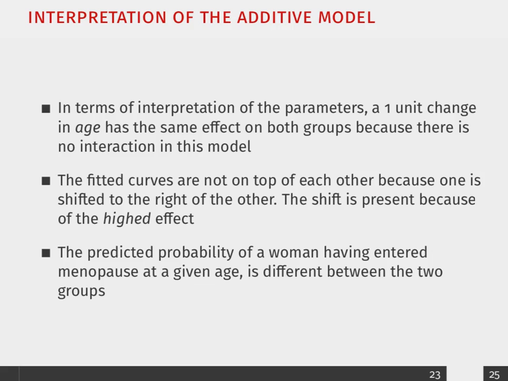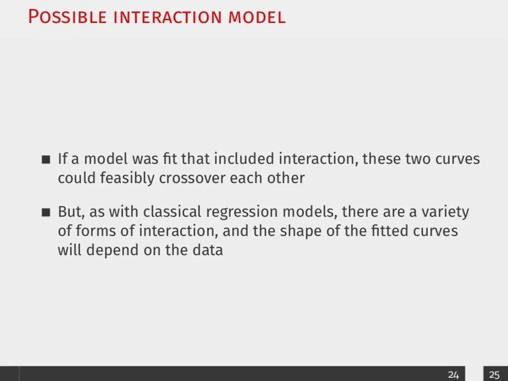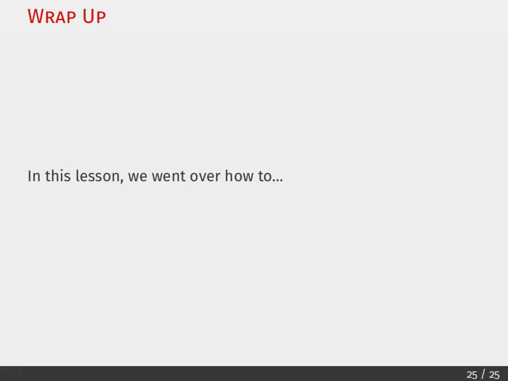But the slope is explicitly not different. However, that would not be the case if there was an interaction, right? So the slopes could potentially be different, and they could potentially cross over. But again, like with any other type of regression model, there's going to be a variety of different forms of the interaction, and so the shape of the fitted curves is going to depend on the estimated relationship.